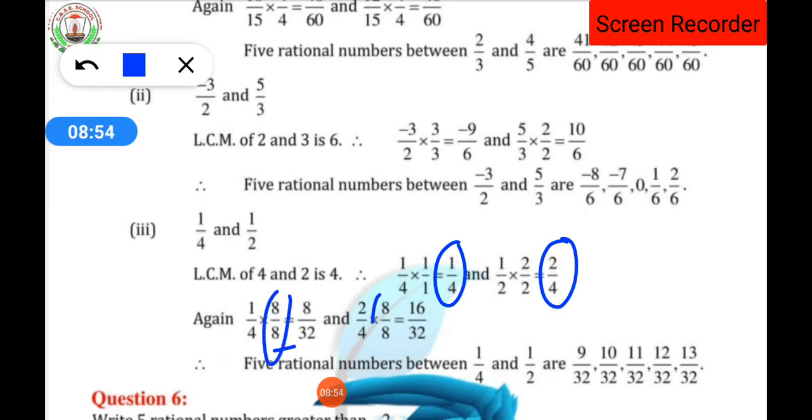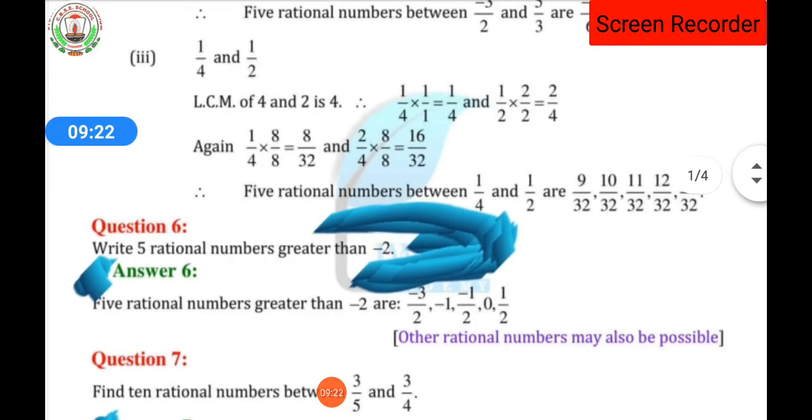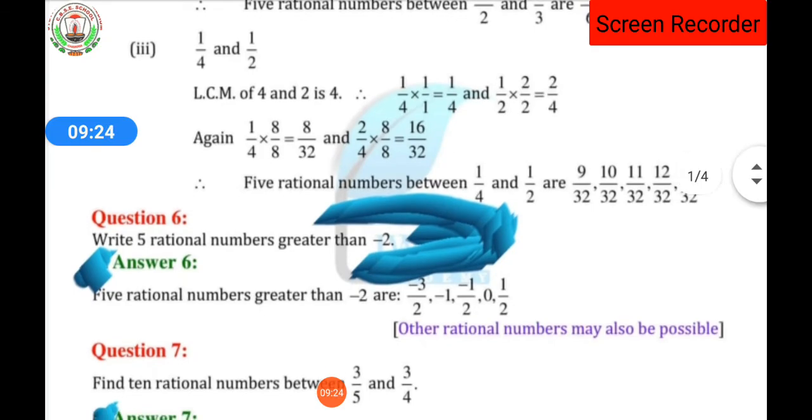So that we will get the rational numbers between 8 upon 32 to 16 upon 32, and taking any 5 rational numbers between 8 upon 32 to 16 upon 32, we will get 9 upon 32, 10 upon 32, 11 upon 32, 12 upon 32, 13 upon 32. Clear? So in this way, students, you have to find the rational numbers. Clear everyone?